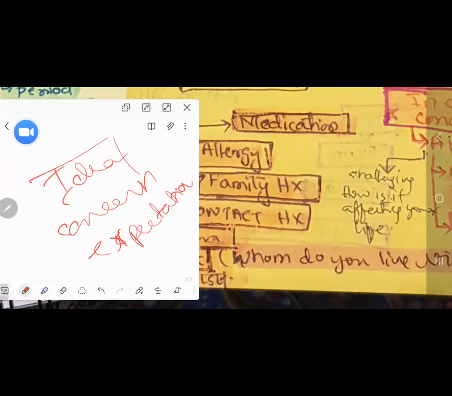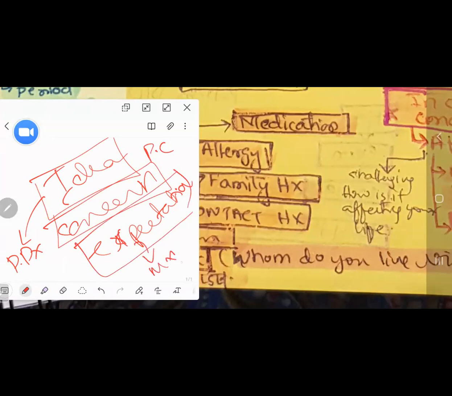When you're going to ask about ideas, you should probably ask them right before you give them a provisional diagnosis. Concern, when you're done with the presenting complaint. Expectation, when you're going to start the management, right? It makes sense, because if a person's come up to you and you're going to manage them, you need to ask them why, is there anything in particular that you want us to do today?